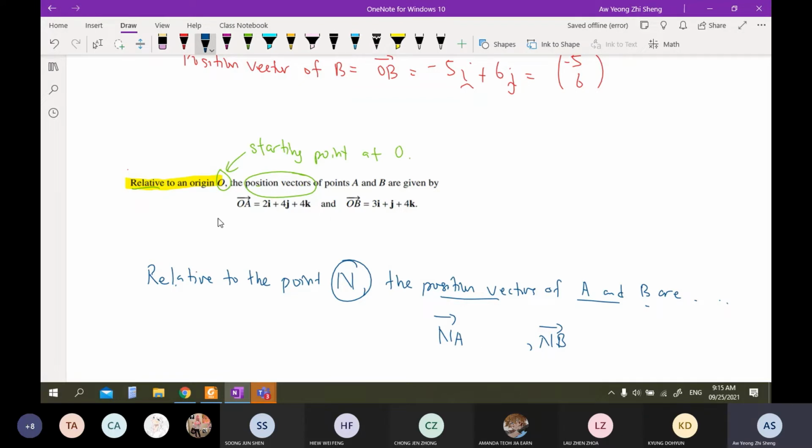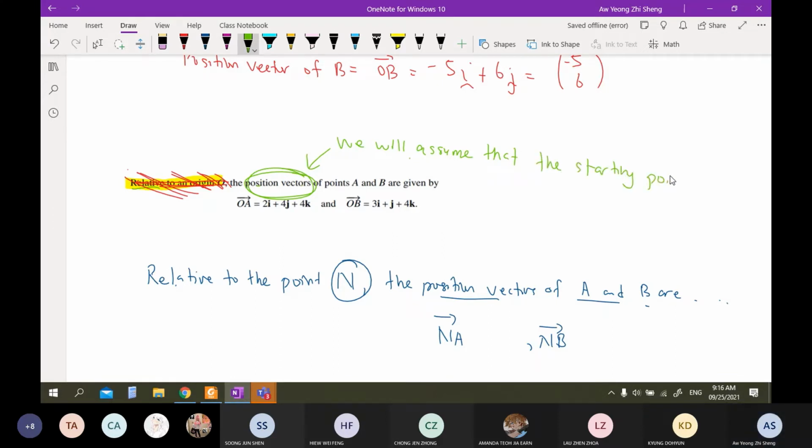And if the question doesn't say so, if this phrase here in yellow is not present, if I delete the phrase here, when you see position vector, we will assume that the starting point is O. There are some exam questions that didn't tell you relative to an origin O. If you see the word position vector and they don't tell you where the starting point is, then by default we will assume that the starting point is O. So that is the usual practice.